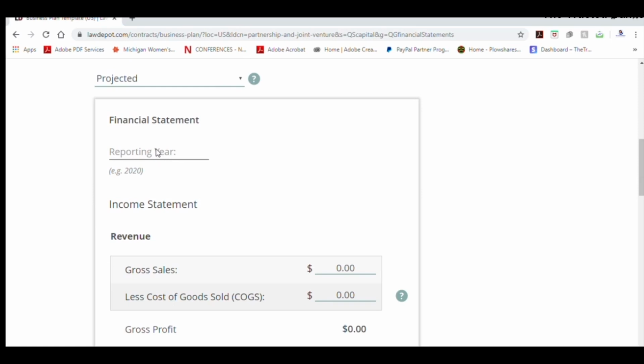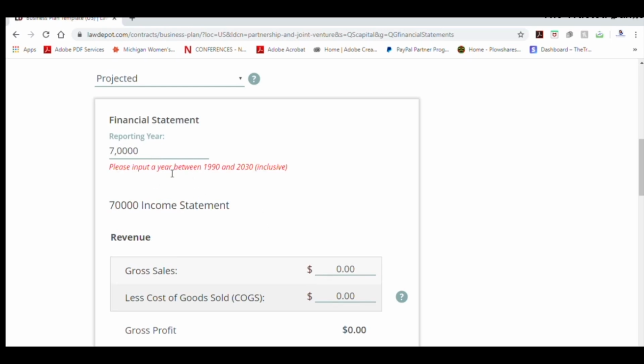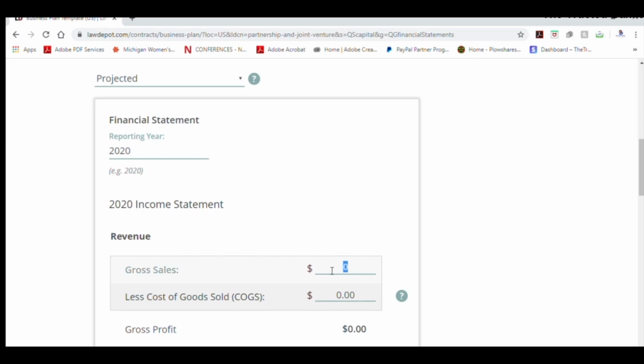So for your projected cost for this soap company, it might cost $70,000 for the first year. Please input a year. Oh, I'm sorry, the reporting year. 2020. I'm sorry, $70,000. 2020 income statement. So gross sales could be $70,000. And less cost of goods sold.